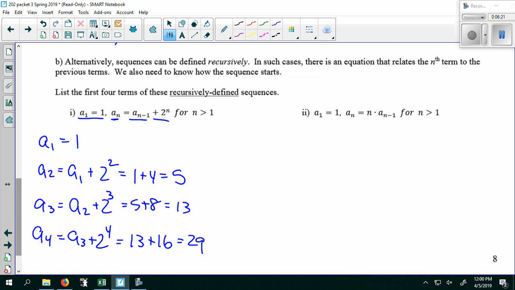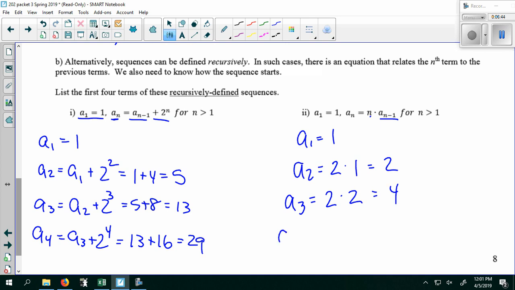Okay, my next one, a1 is 1, so that's given. a2 is going to be 2 times the previous number in the list. So 2 times 1, which is 2. a3 is 2 times the previous number in the list, which is 2, 4. And a4 is 2 times the previous number in the list, which was 4, so 8.